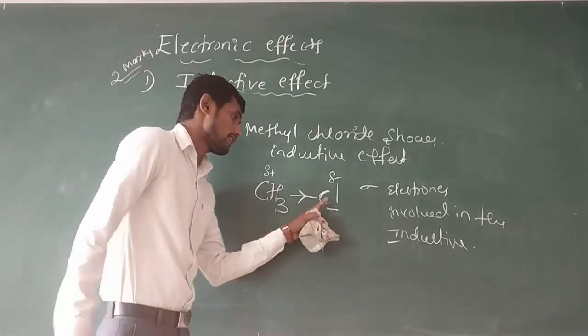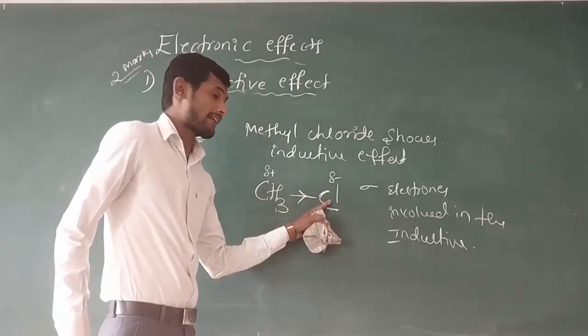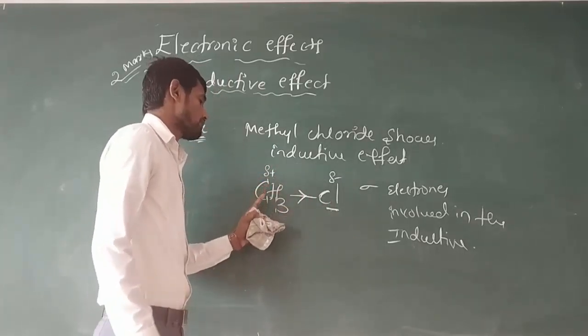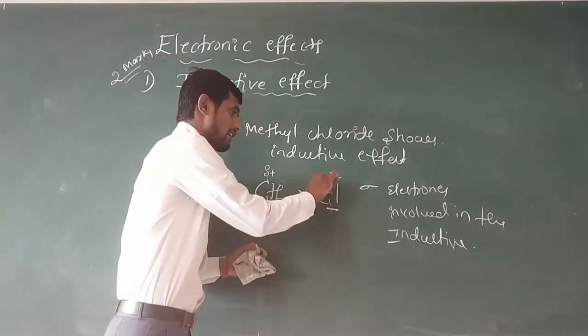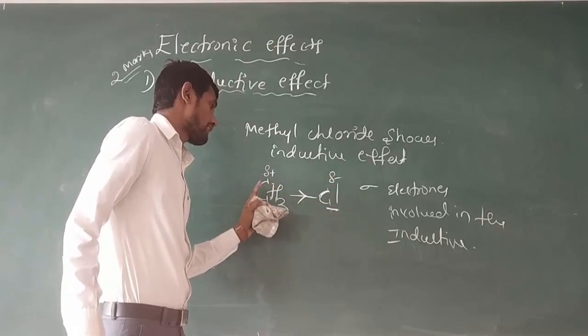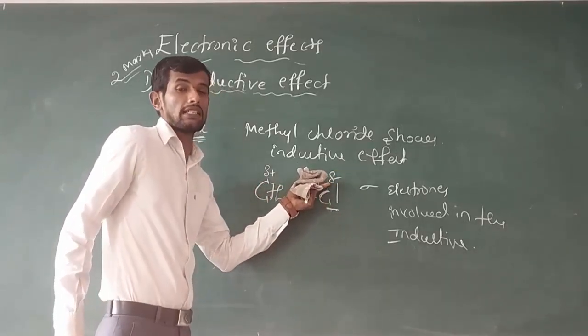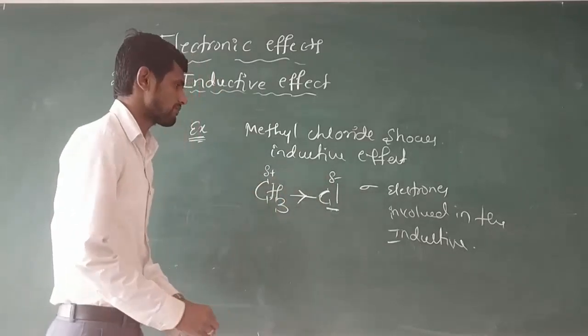Yes, here chlorine is the more electronegative atom, and this group is electropositive, because here Cl accepts the electrons from this group, therefore it gets partial positive charge, and this one gets partial negative charge.